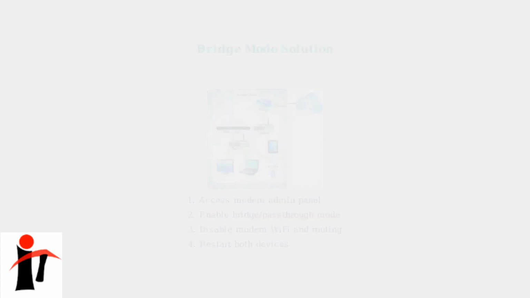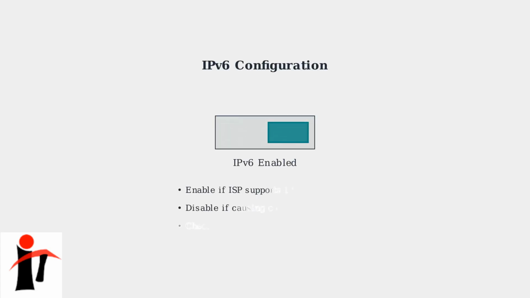This turns off the modem's routing functions and lets your Eero Pro handle all network management, eliminating the double NAT issue. IPv6 compatibility can also cause connection issues. If your ISP supports IPv6, enable it in your Eero settings for optimal performance. However, if IPv6 is causing problems, you may need to disable it temporarily.